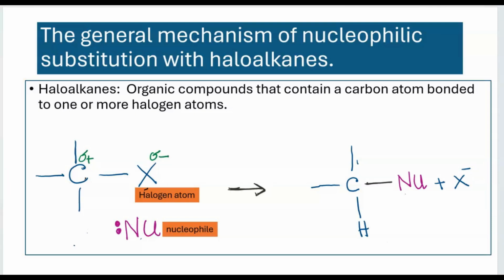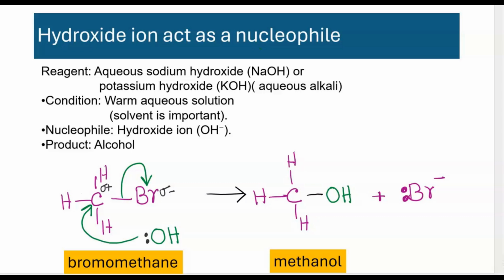Now, the nucleophile attacks the partially positive carbon, forming a dative covalent bond with it. Then the electron pair in the carbon-halogen bond moves towards the halogen atom. The nucleophile substitutes the halogen atom and forms a new compound, and a halide ion leaves. I will discuss a few examples of nucleophilic substitution.